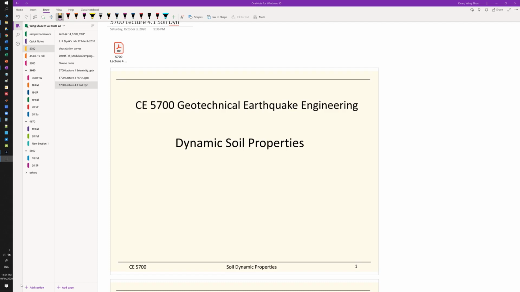Think of the ground motions that you played with in lecture 2. The ground motions will travel through your soil elements, so you have a cyclic loading going back and forth, and this type of loading will greatly affect the soil properties.